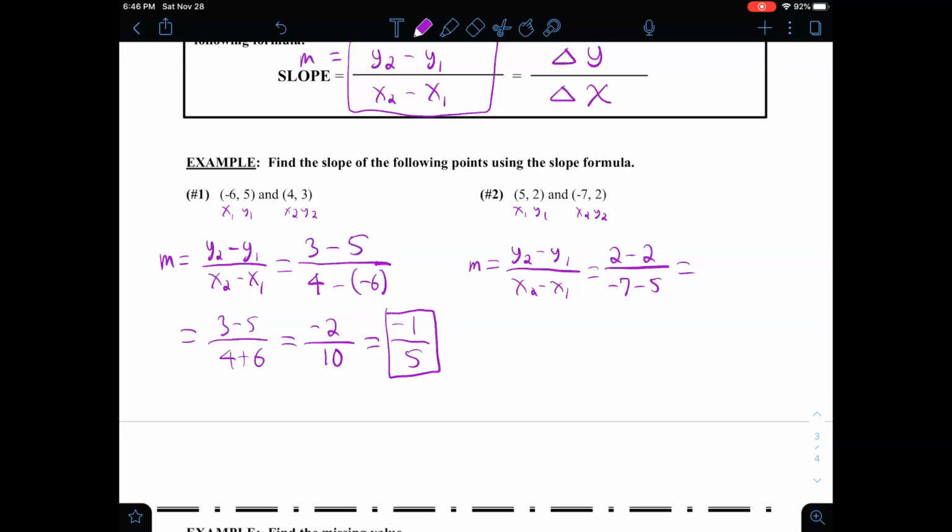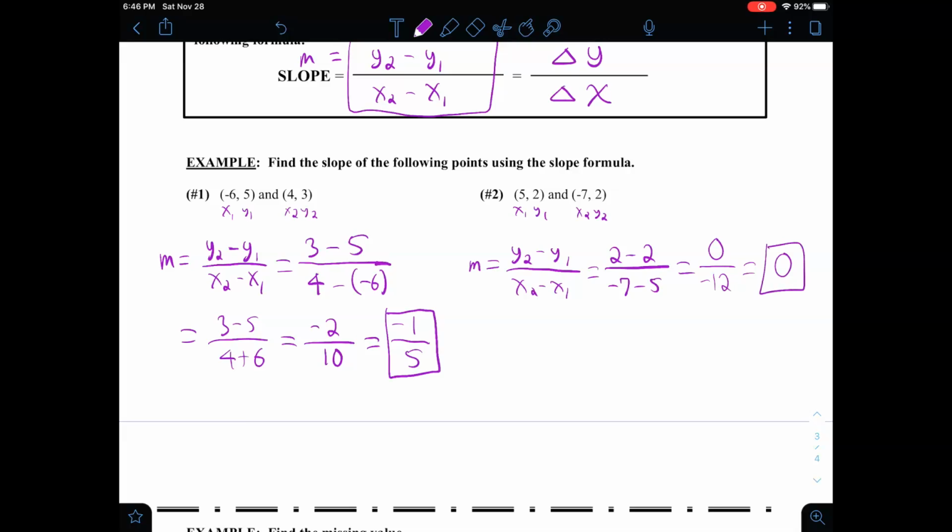All right. What is 2 minus 2 going to be? That's 0. What's negative 7 minus 5? Negative 12. What is 0 divided by negative 12? Is this undefined or 0? This is 0 because we can have 0 on the top. We can't have 0 on the bottom. So our slope is going to be 0.